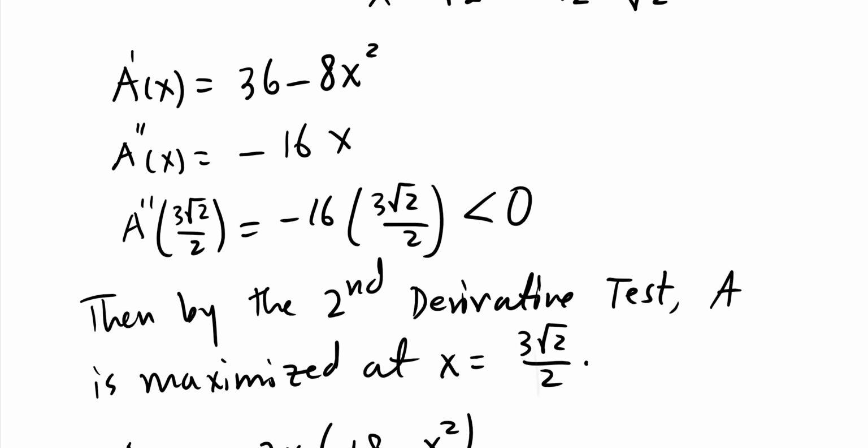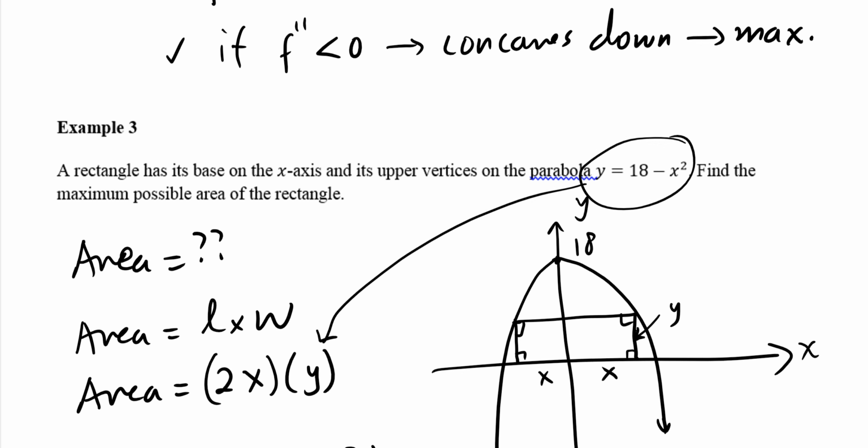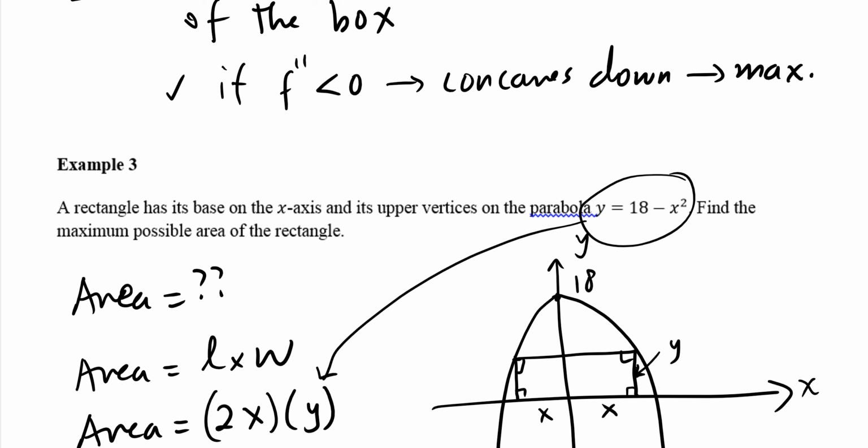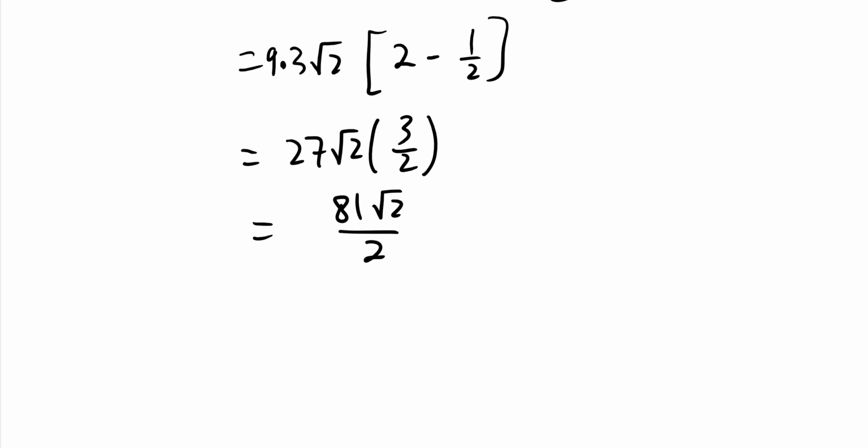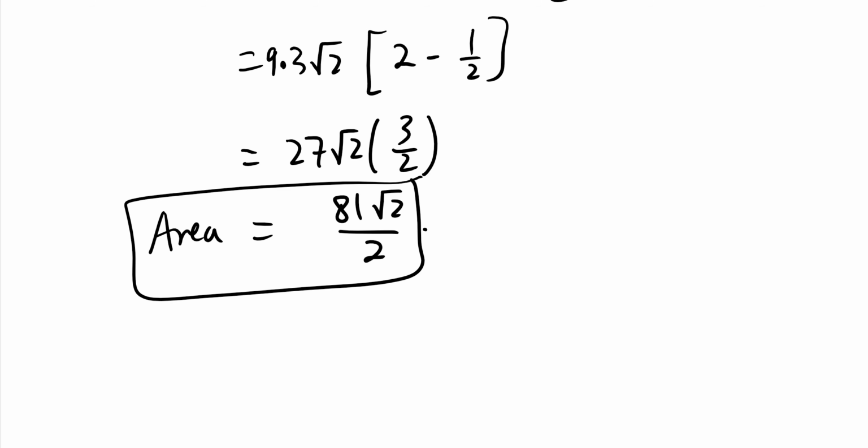And let's see, do we have any units? I always check. Find the maximum. No units, so you can write square units or just leave it like this. So the maximized area is this. That's the maximum possible area.